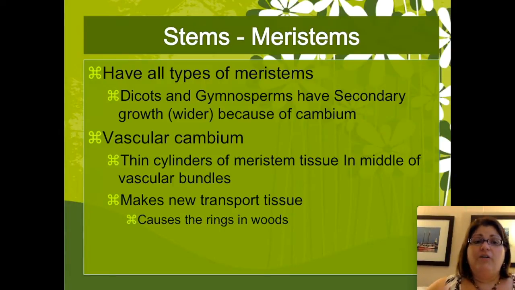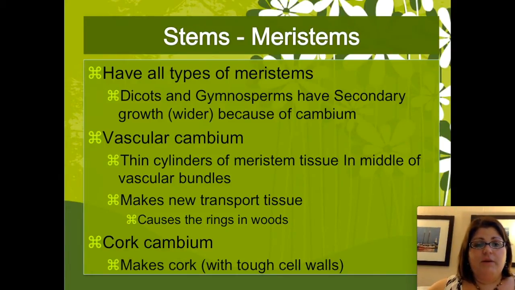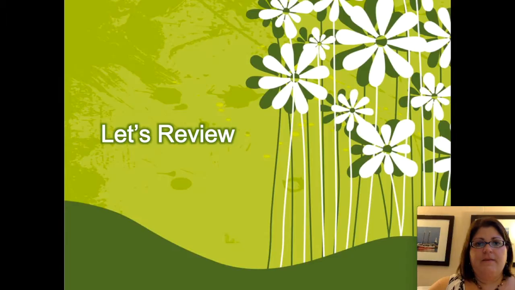Okay. Also, the growth from the vascular tissue is what makes the rings. We'll discuss that in a moment. We also have cork cambium. That's meristem that makes new cork cells. The cork cells, remember, are important because they have those extra thick, tough cell walls that help the bark have its protective properties. Let's review meristematic tissue in stems.